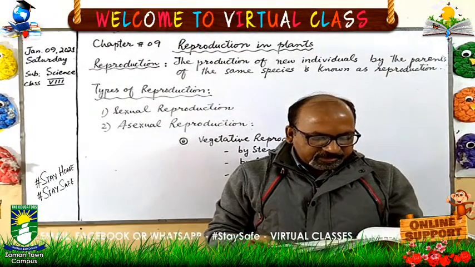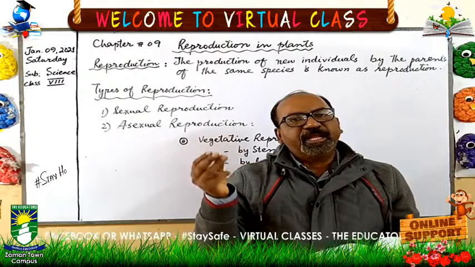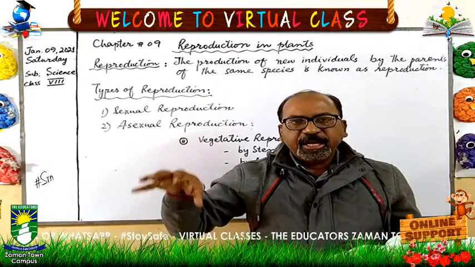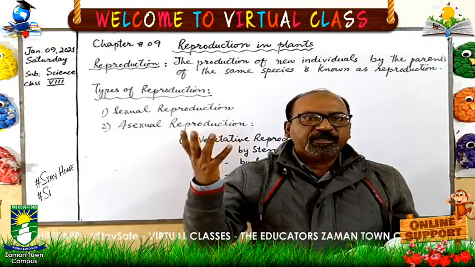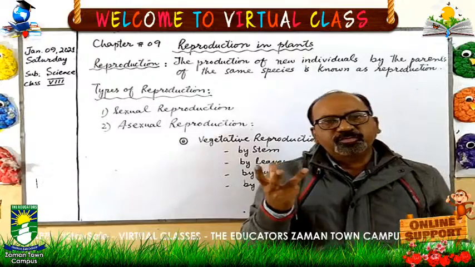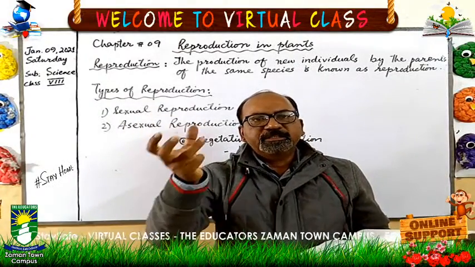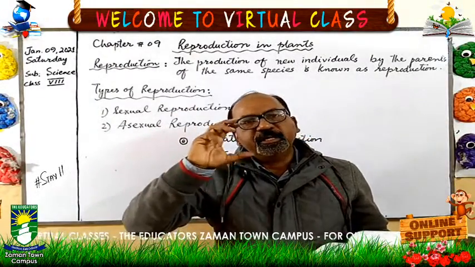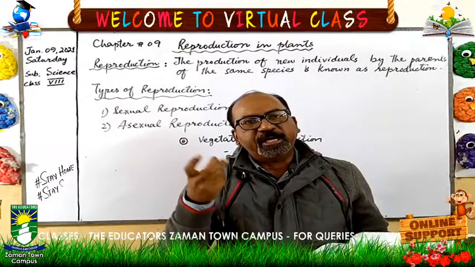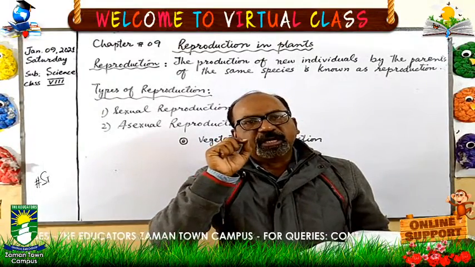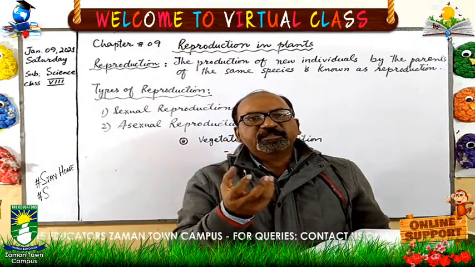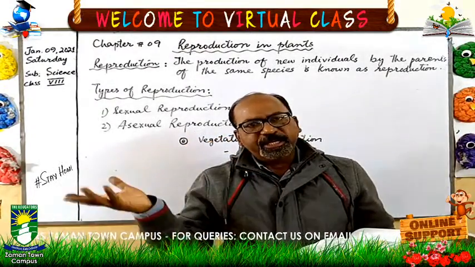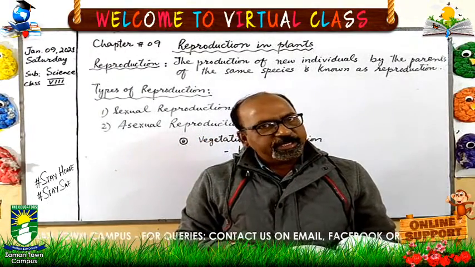Only parts like the stem, leaves, or roots are taken and grown, and from these new plants arise. For example, sugar cane is an example of asexual reproduction. Only a little part of the stem is taken where the eye is present. Eye means a spot which is present on the stem. So from there a new sugar cane is produced.